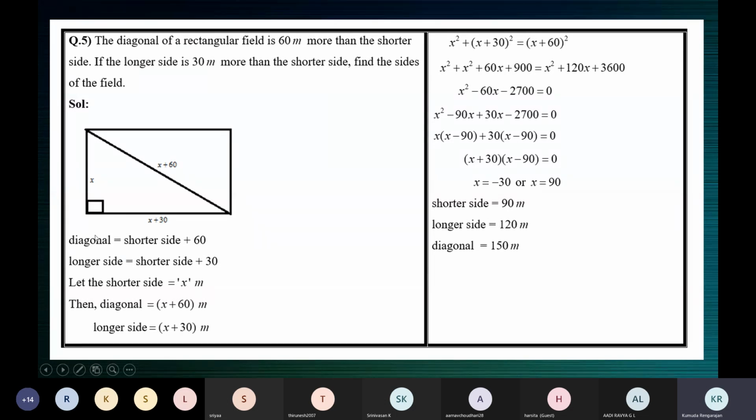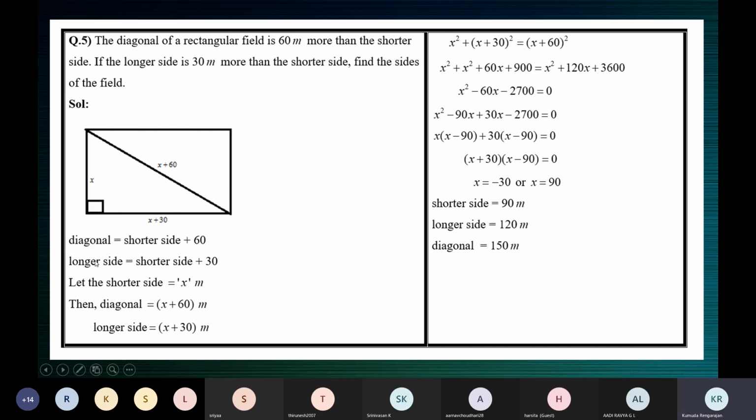Okay, so diagonal is x. Now our job is to find the shorter side and longer side in terms of x. See the x here. x is equal to shorter side plus 60. So shorter side is equal to x minus 60. If you assume the diagonal as x, then the shorter side will be x minus 60.